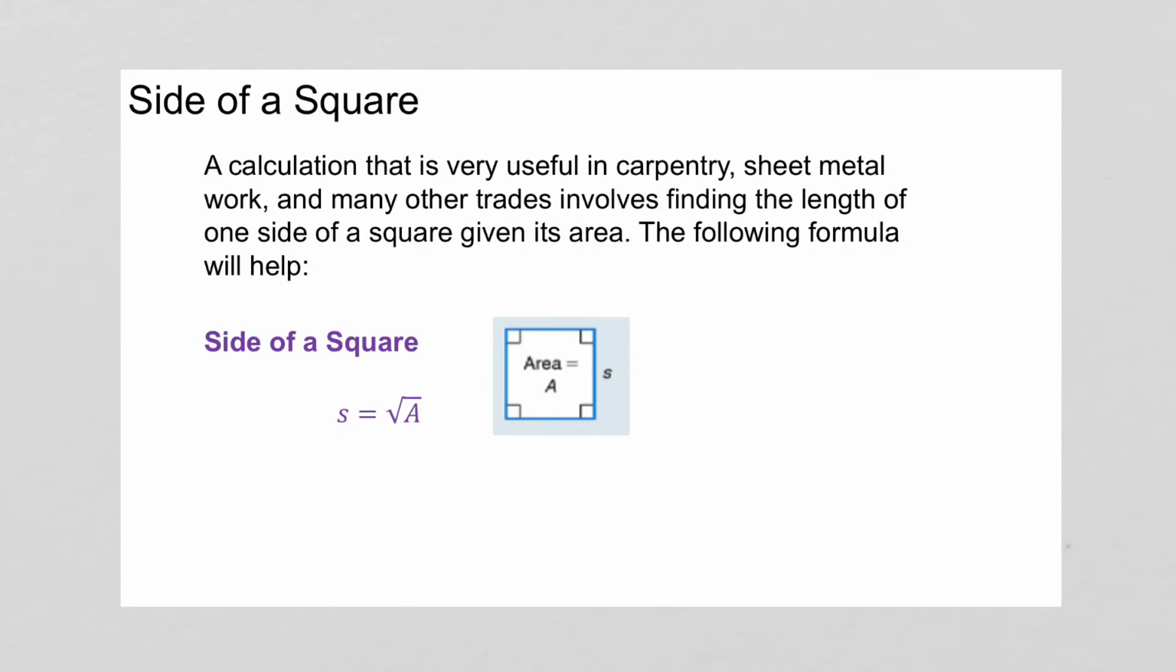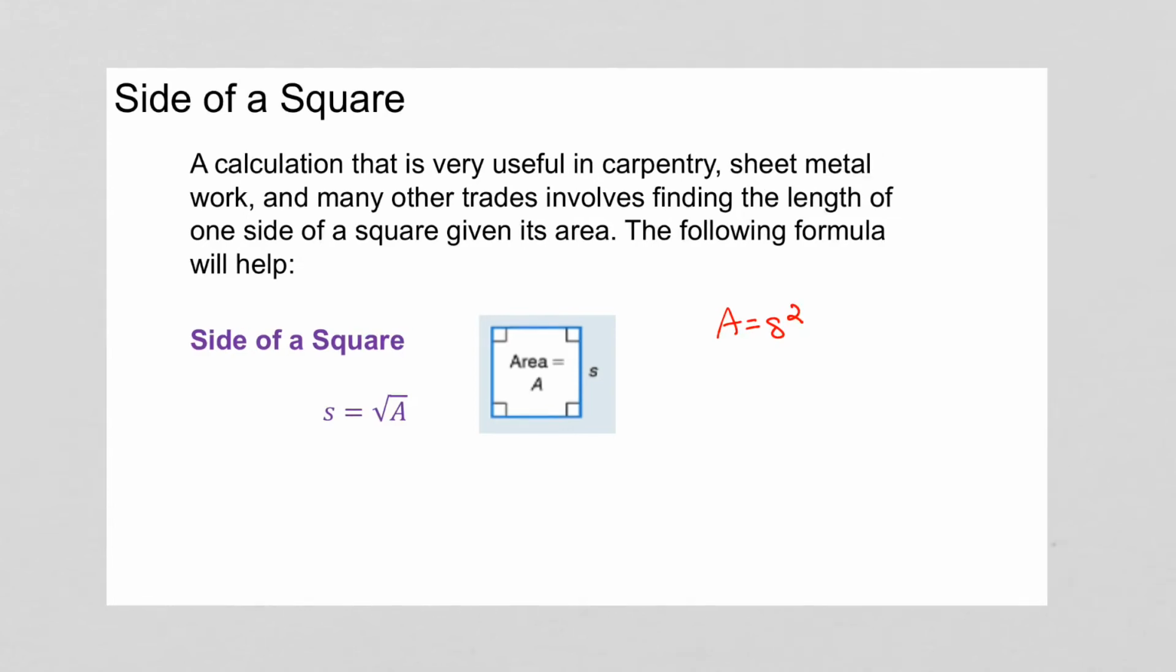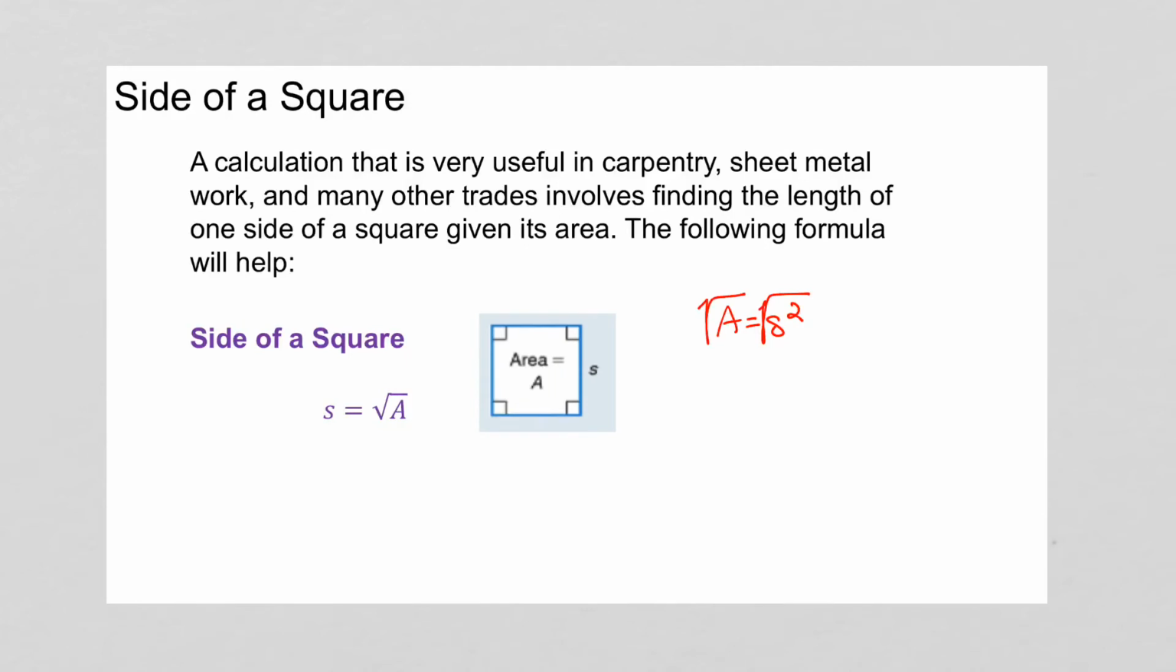If you have the area of a square and you need to find the length of the side, then you can use the fact that the area is side squared. To get rid of a square, you take the square root of both sides. And so you're left with the square root of A being the length of the side if you've got the area.